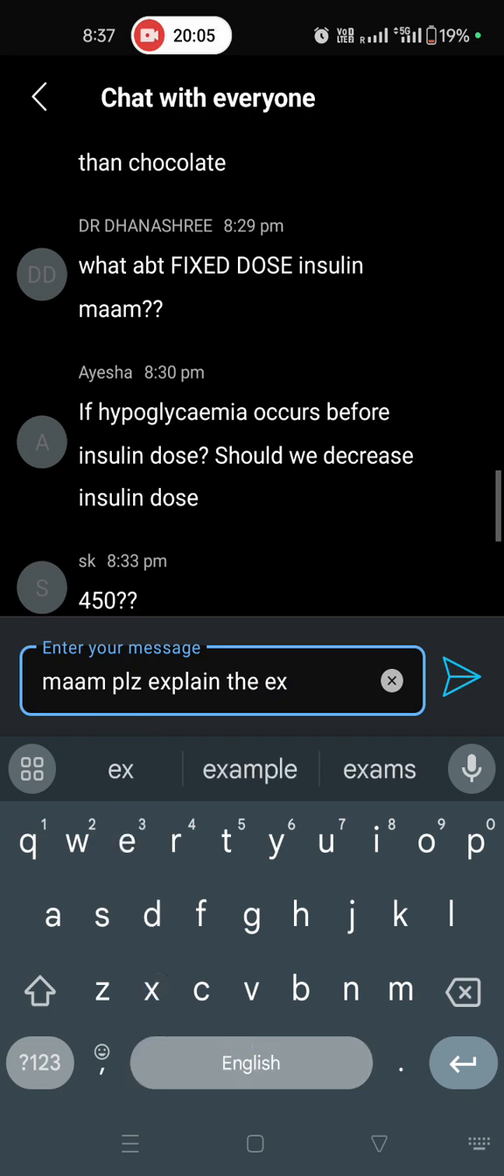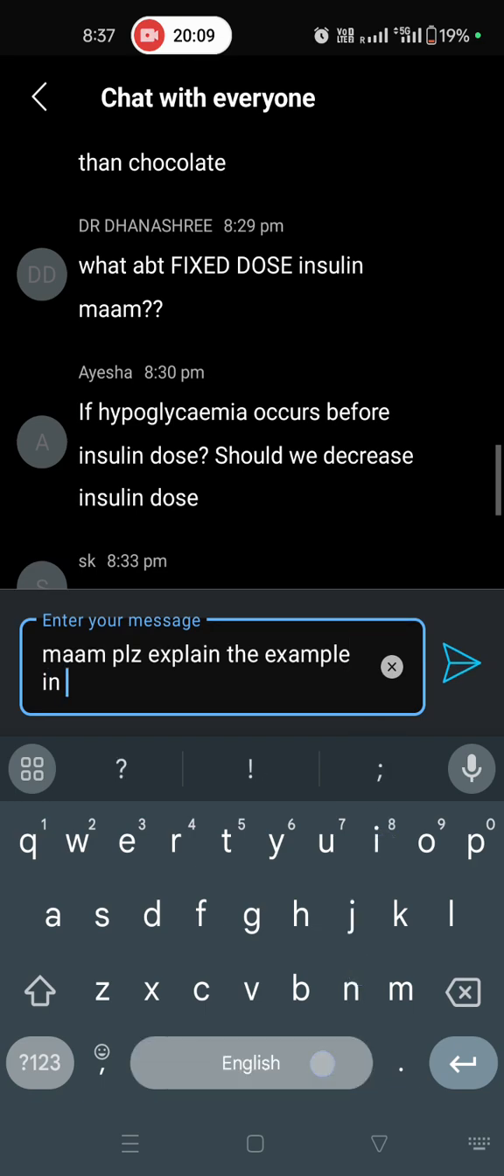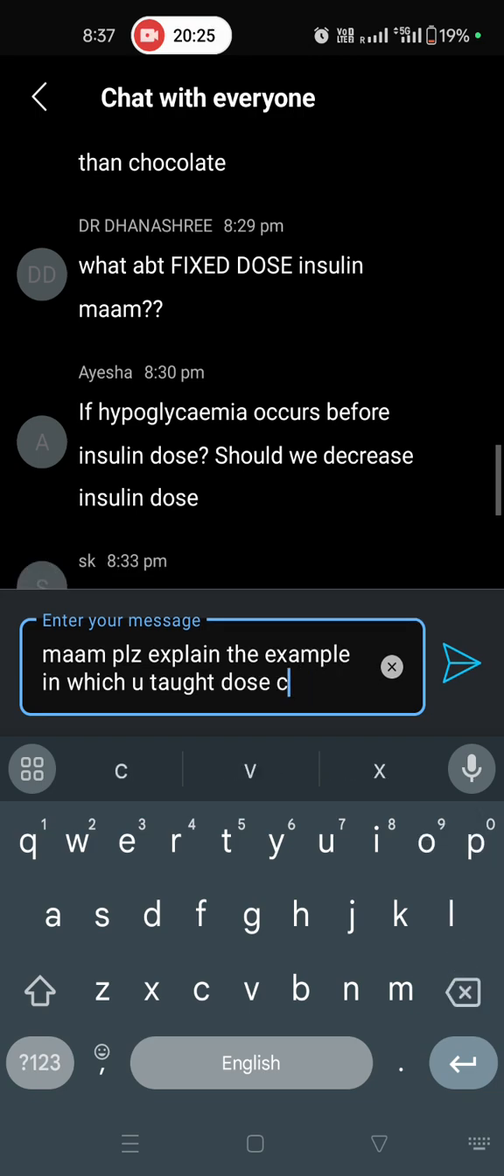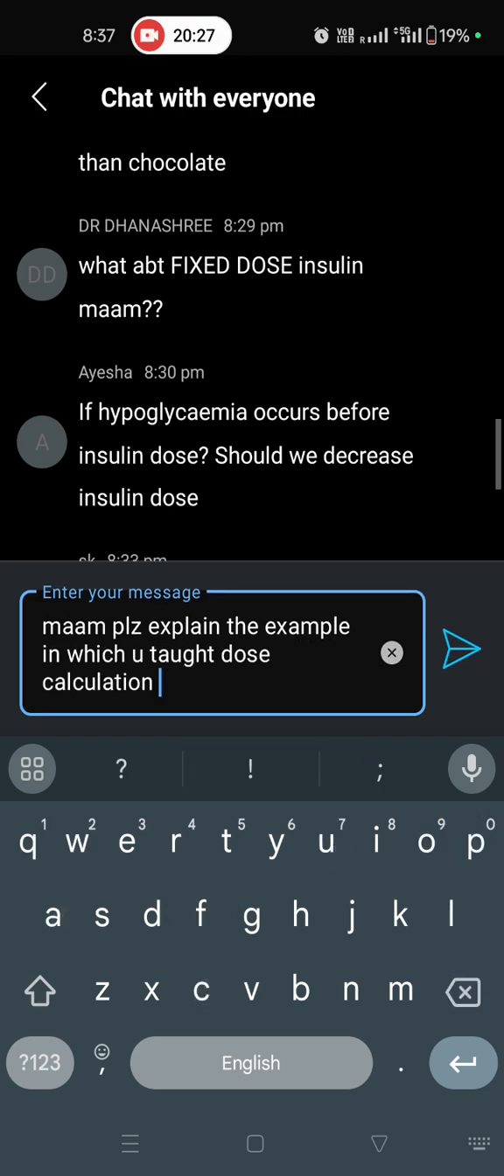If hypoglycemia occurs before insulin dose, should we decrease the insulin dose? Yes. So this is something called negative correction. If the hypoglycemia occurs before the scheduled time for the insulin, first and foremost, you treat the hypoglycemic episode, right? You delay the bolus dose till the blood glucose comes back to at least 100 and beyond, and then you can give the insulin dose by doing something like a 10% correction.